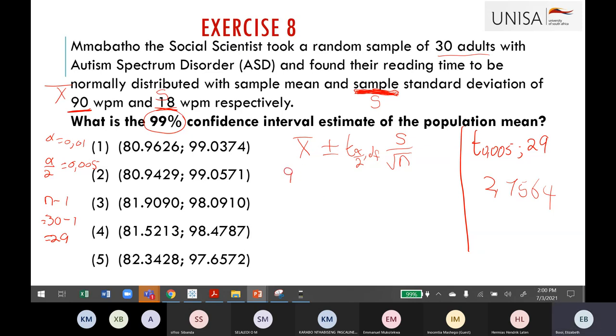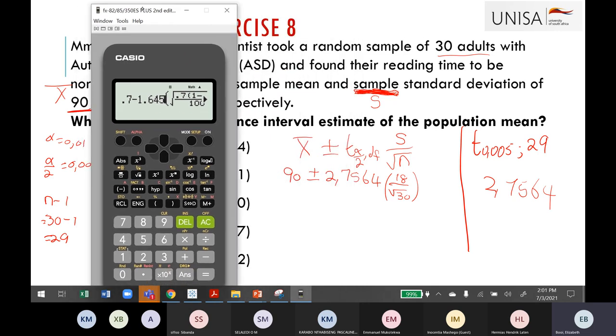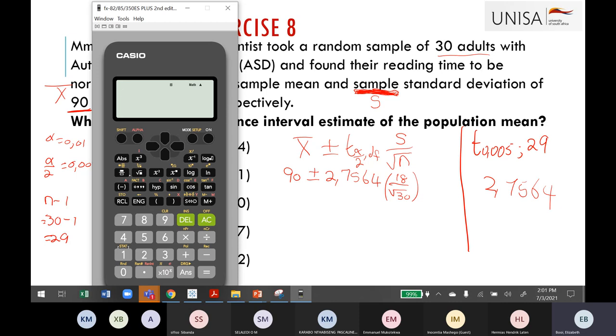So our mean is 90 plus or minus our critical value, which was 2.7564, times our standard error, which is 18 divided by the square root of our N, 30. Okay. We put the calculator to assist with the calculations. 2.7564 times 18 divided by the square root of 30, which is my margin of error, is equal to 9.058.